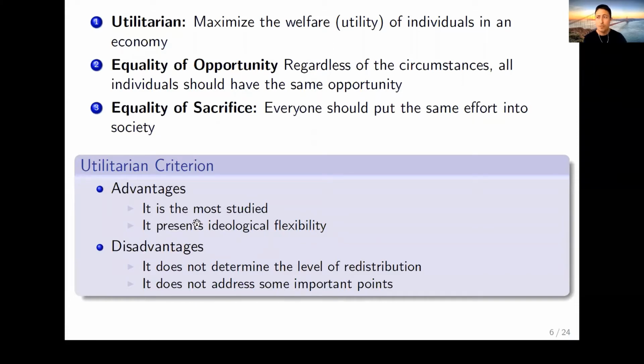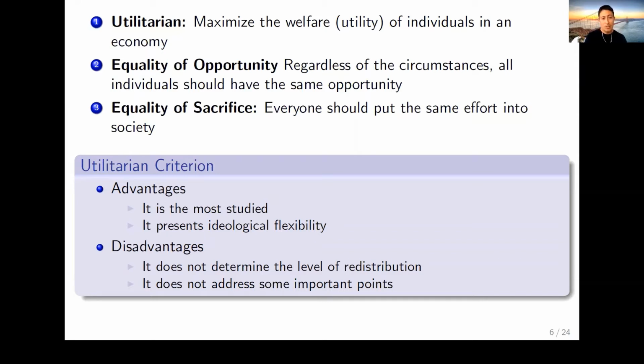So we are going to be focusing a lot on the utilitarian criteria here. And so I just want to highlight some advantages and disadvantages of it. The big advantage of it is that it's the most studied, and it also presents some ideological flexibility that I'm going to be discussing in the next slide.